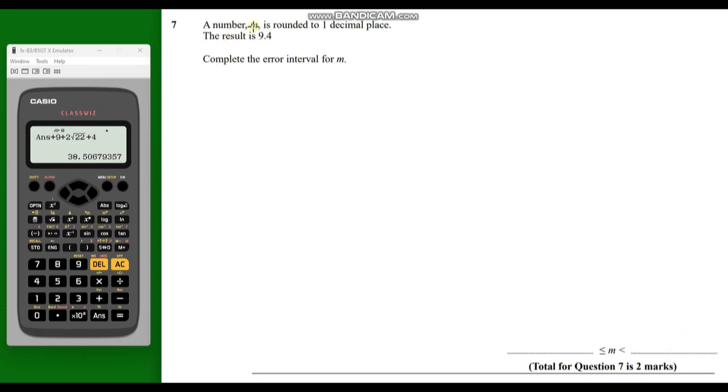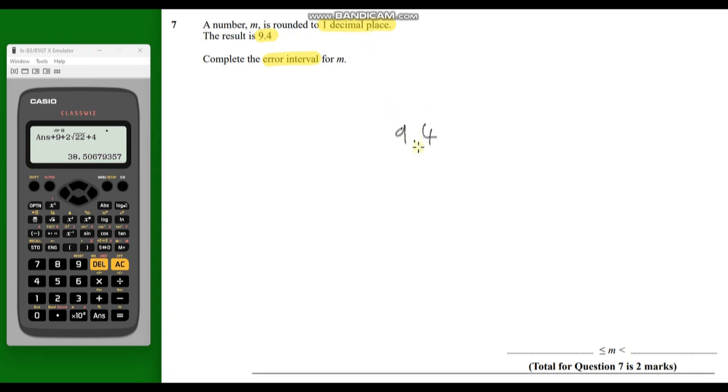Question 7. A number, m, is rounded to 1 decimal place. I always get confused when it says a number and then it gives us a letter, but oh well. So the result is 9.4. Complete the error interval for m. So we've got a number, and when we round that number to 1 decimal place, the result is 9.4. Now, if we're rounding something to 1 decimal place, it has to have 2 decimal places in it. Otherwise, we wouldn't be able to round it.